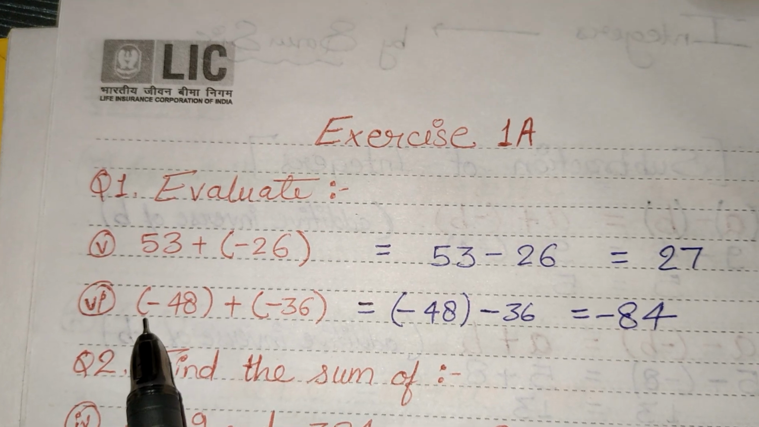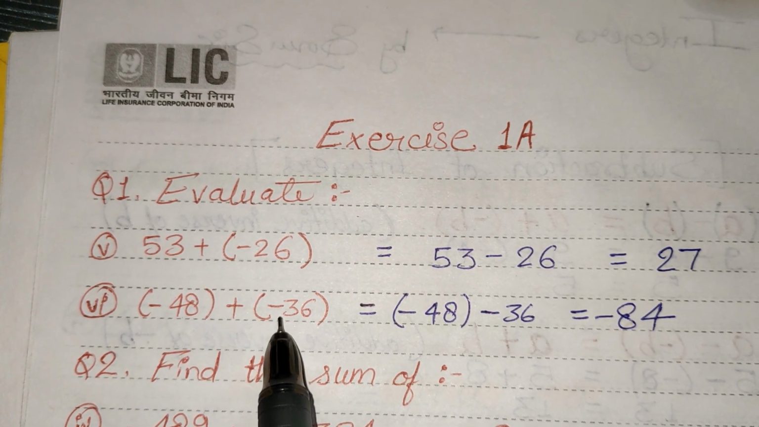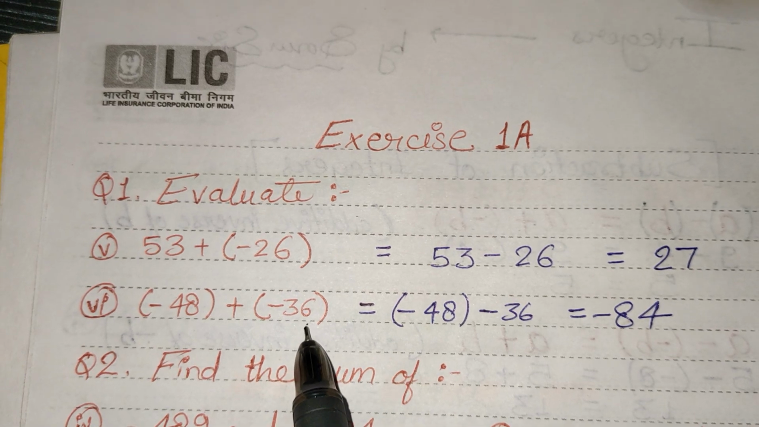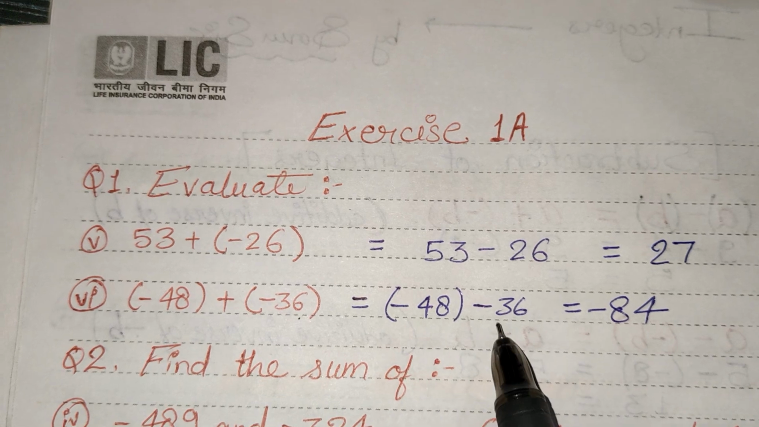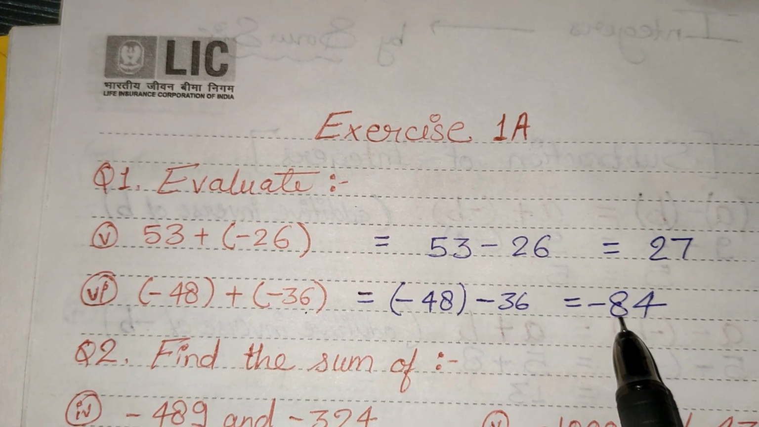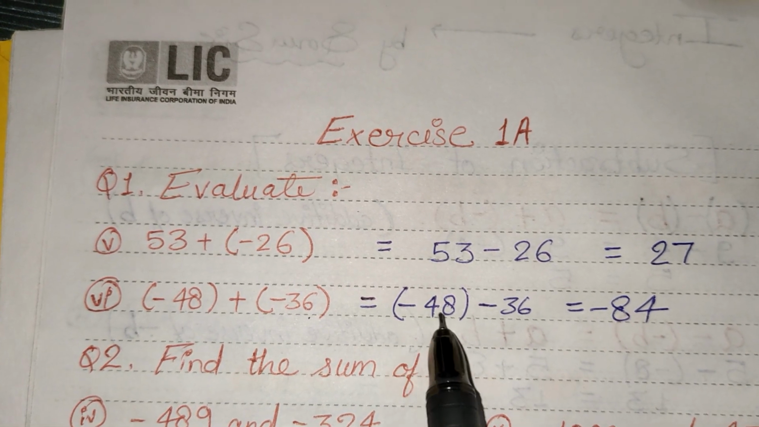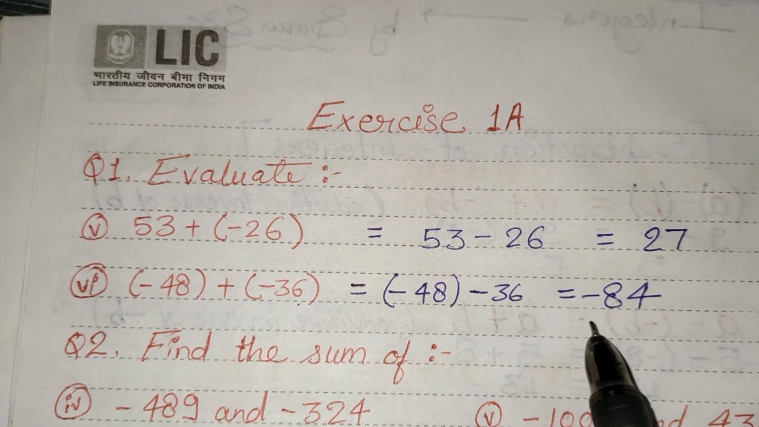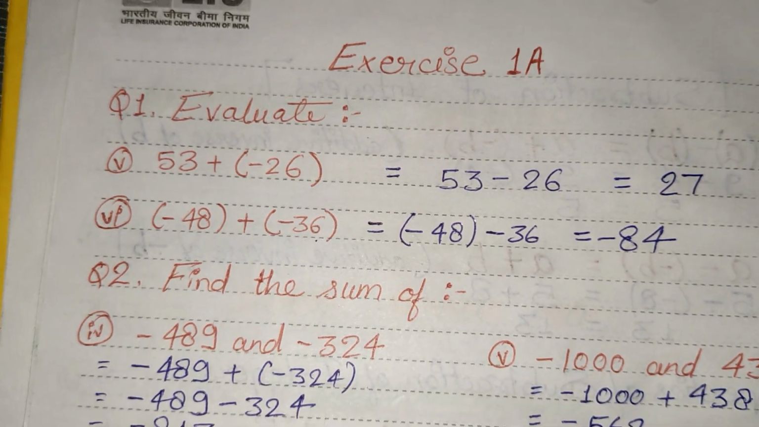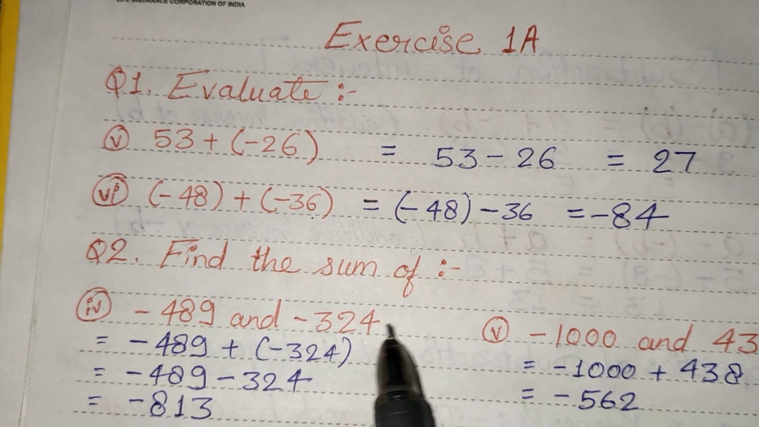Now next, minus 48 plus, in the bracket, minus 36. Here we can see that minus plus, we have to do minus. So minus 48 minus 36, we have minus 84, because we know that minus minus, we have to add them and give the common sign of minus. Now question number 2, find the sum of.